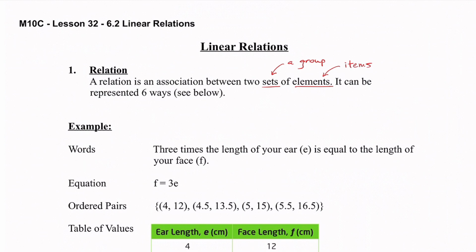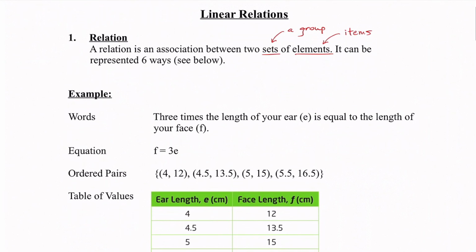The next thing it says is that a relation can be represented in 6 different ways. So we're going to look at 6 different ways down below for how to represent a relation. The first one is through words. You're literally going to say it in words or write it out in a sentence. So we have 3 times the length of your ear, which we're representing as E, is equal to the length of your face, which we're using the letter F. With that one, you just describe the relation with your words.